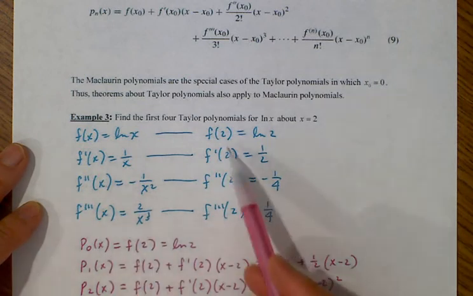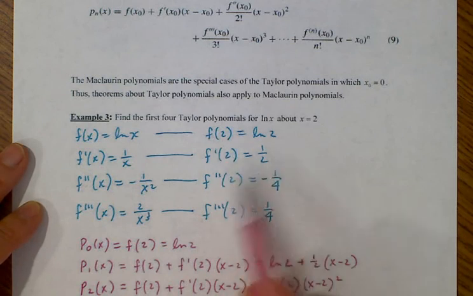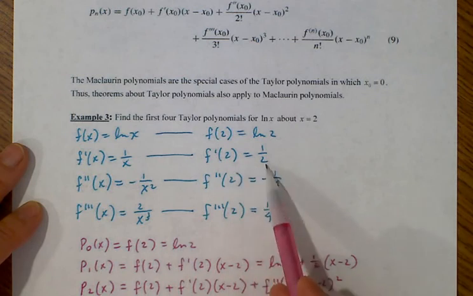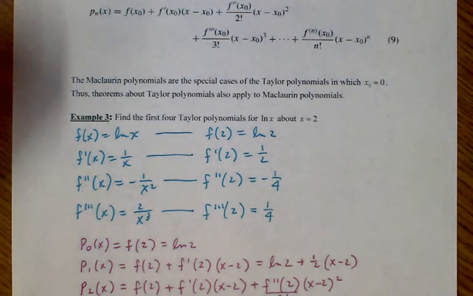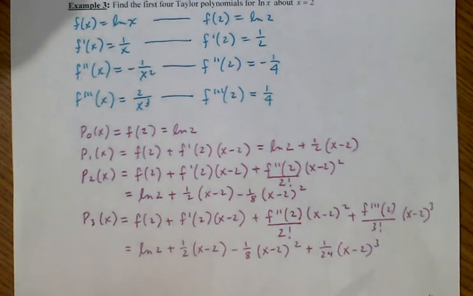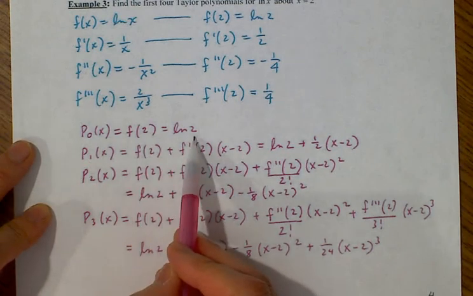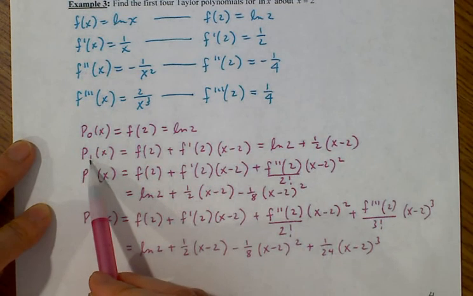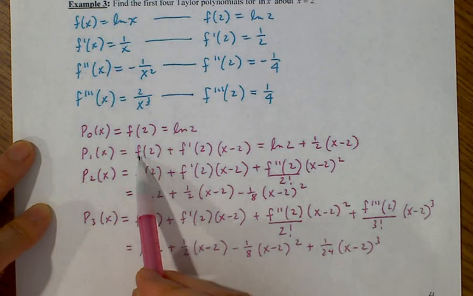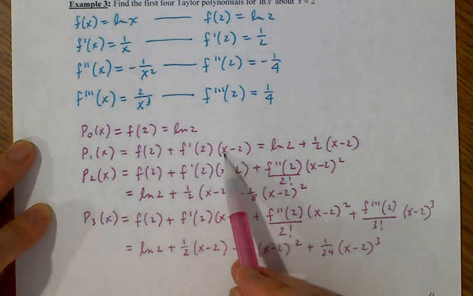When I find the values at 2 for each one of them, f of 2 is equal to the natural log of 2, f prime of 2 is equal to 1/2, f double prime of 2 is equal to negative 1/4, and f triple prime of 2 is equal to 1/4. Now I'll write out the polynomial for each one of them. p sub 0 of x is the same thing as f of 2, which is the natural log of 2. Then the first order Taylor polynomial is p sub 1 of x equals f of 2 plus f prime of 2, and then I take x minus 2.